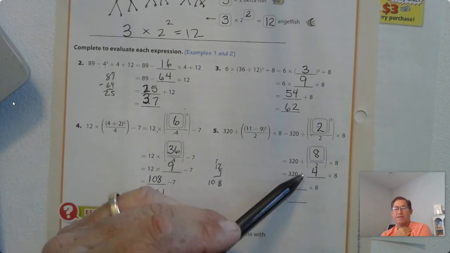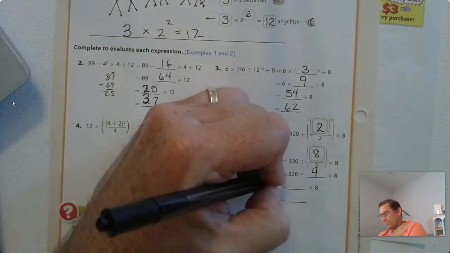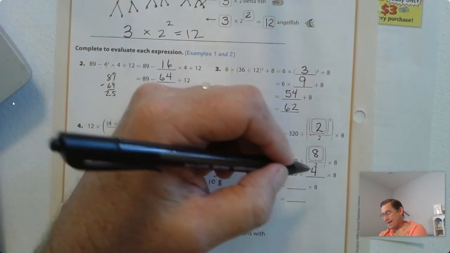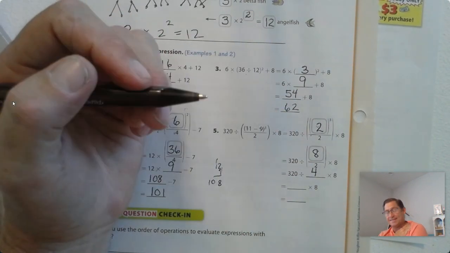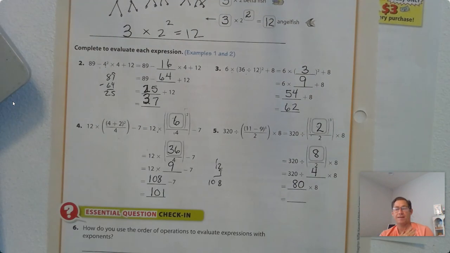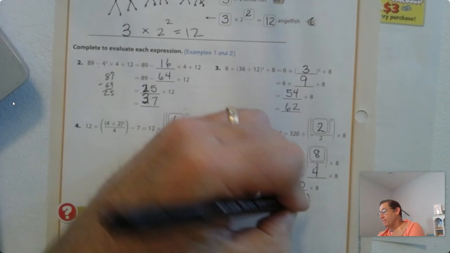We only have multiplication and division, so we're just going to go left to right. 32 tens divided by 4 would be 8 tens, or 80. And 80 times 8 is 640.